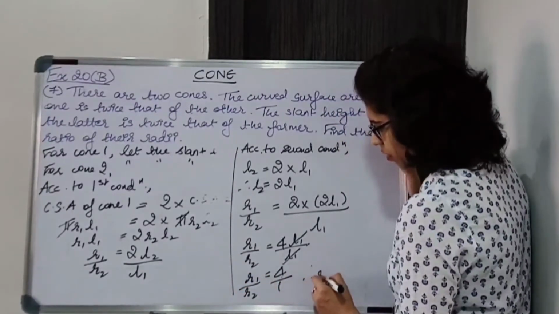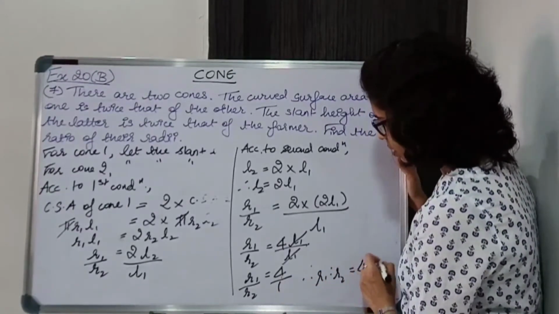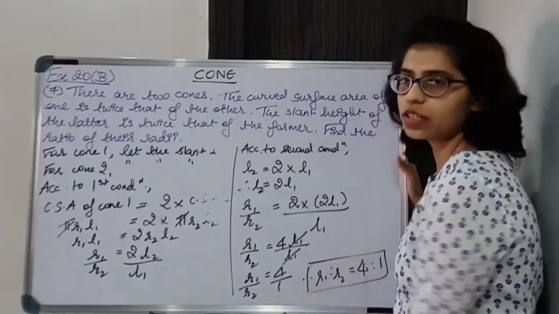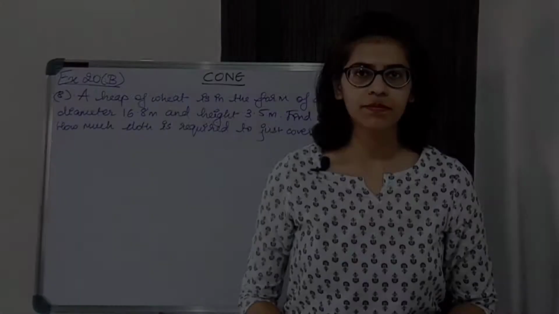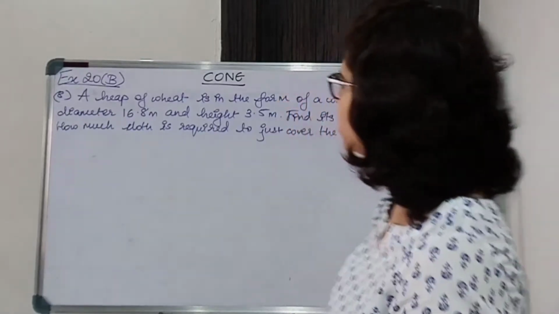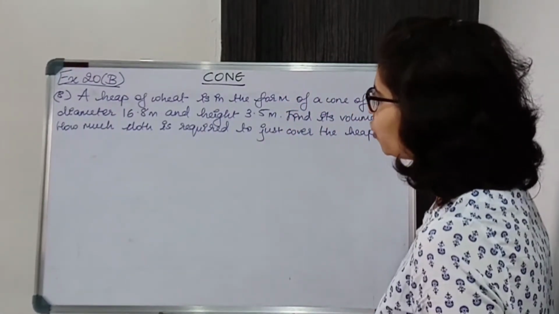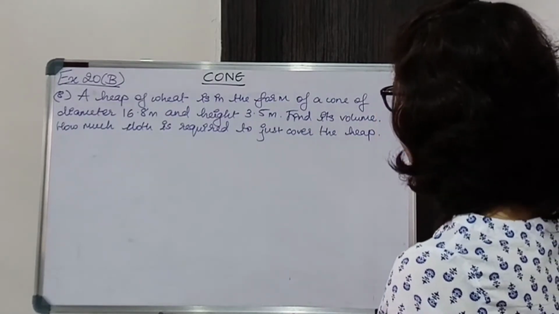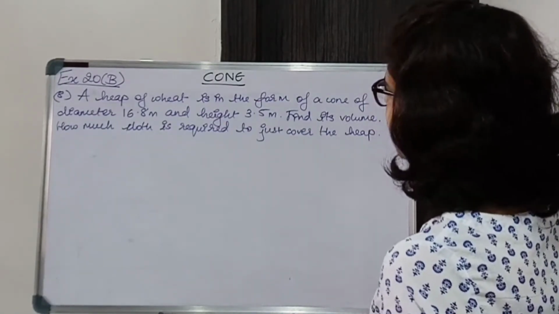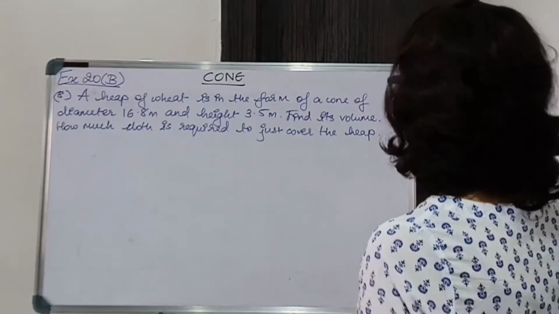Therefore R1 is to R2 is 4 is to 1. Okay. Proceeding to next question. Question number 8. A heap of wheat is in the form of a cone of diameter 16.8 meter and height 3.5 meter. Find its volume and how much cloth is required to just cover the heap.